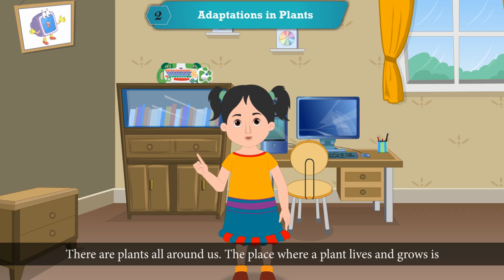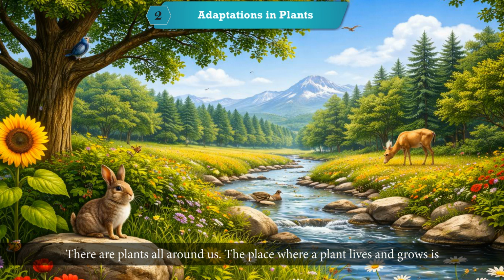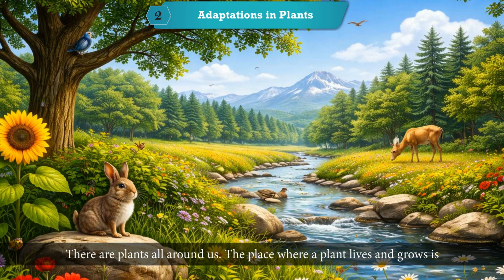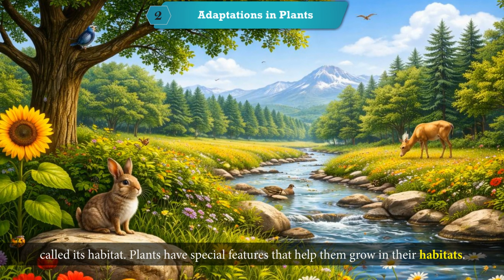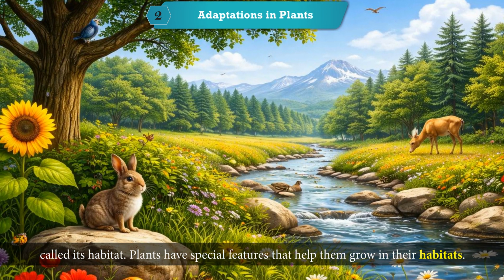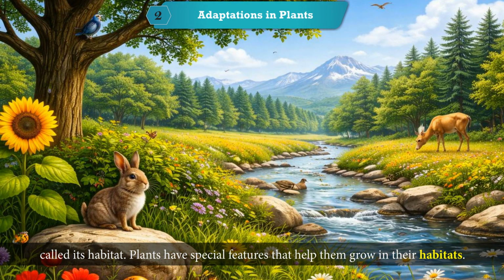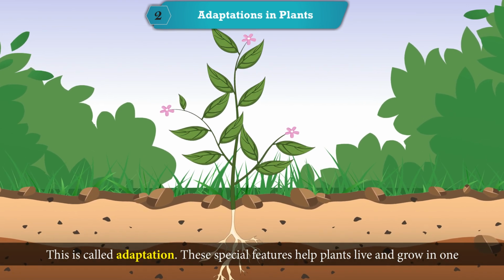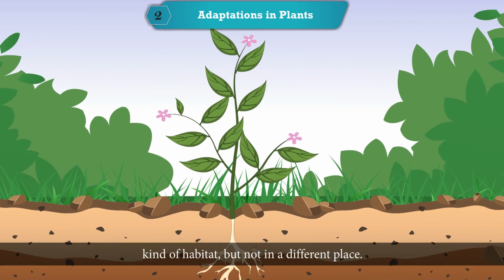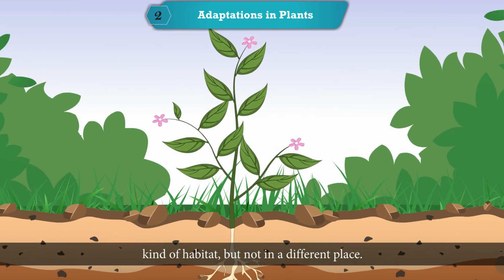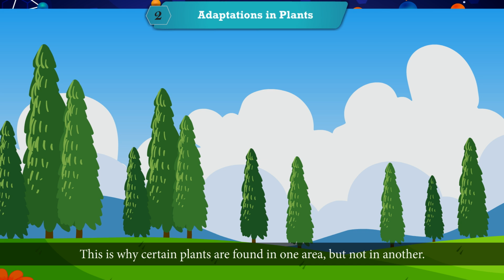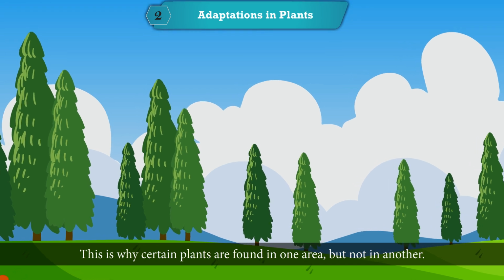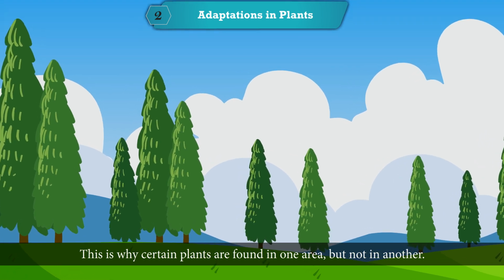Habitat. There are plants all around us. The place where a plant lives and grows is called its habitat. Plants have special features that help them grow in their habitats. This is called adaptation. These special features help plants live and grow in one kind of habitat, but not in a different place. This is why certain plants are found in one area, but not in another.